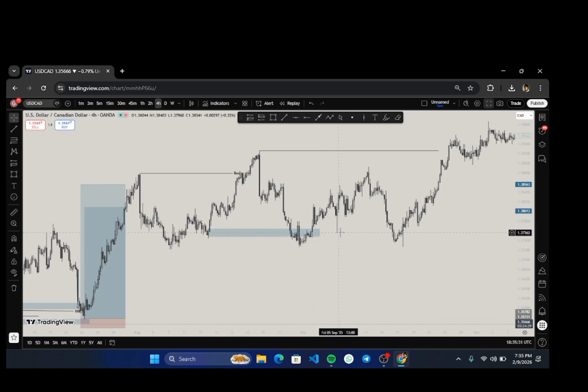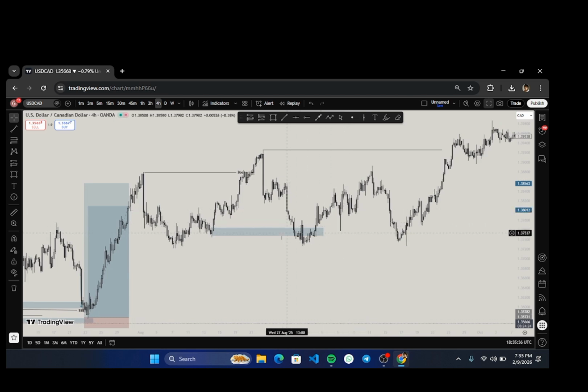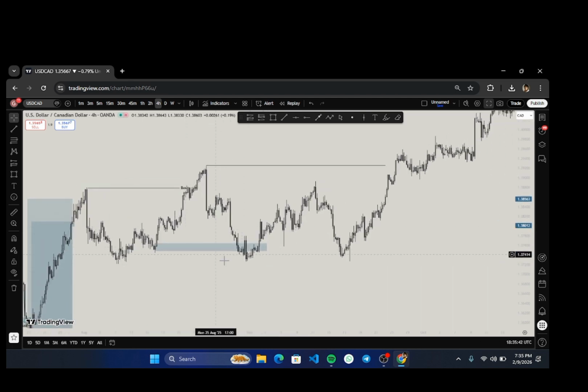It hit our SL. So this is to tell you that you can't get TPs on every entry. There are some that will hit what? SL. There's no strategy that is perfect in giving you 100% win rate. So we can see that this demand zone gave us a stop loss.